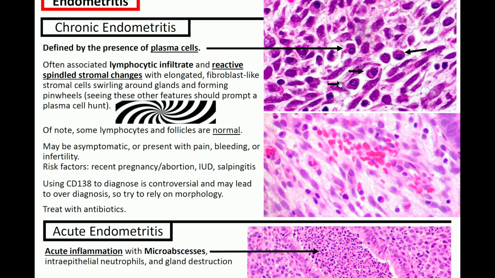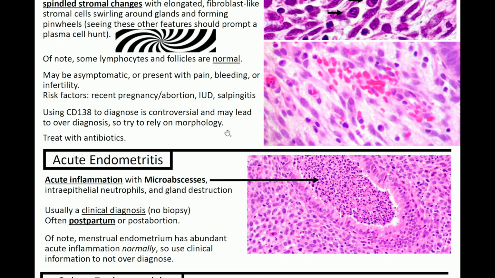Chronic endometritis may be asymptomatic or present with pain, bleeding, or infertility. Some risk factors include recent pregnancy or abortion, IUD, or salpingitis. It's kind of a controversial topic, from what I've heard, to use CD138 looking for plasma cells. It may lead to overdiagnosis, so try to rely on morphological identification of plasma cells. And it can be treated with antibiotics.